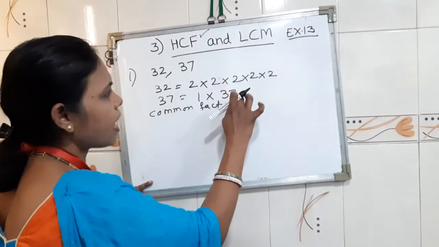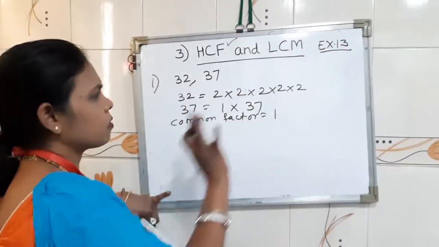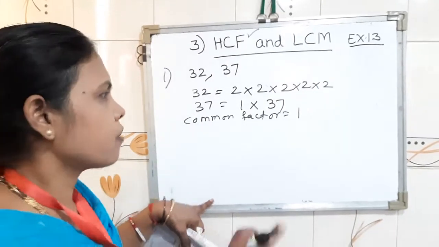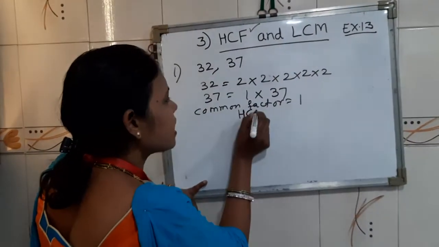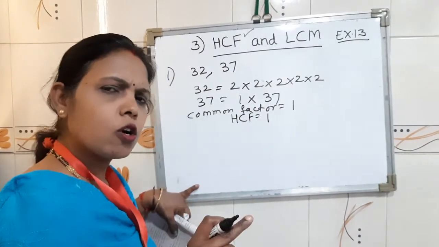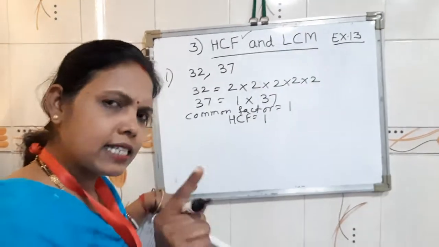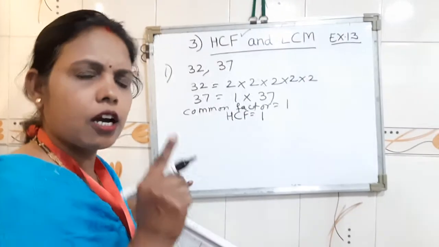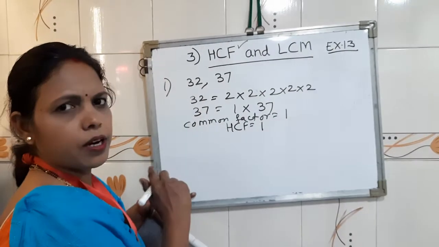As you can identify, here all the terms are 2. Here no number is there, means 1 into that number itself. Therefore your common factor is 1. So therefore your HCF equal to 1. Now we are going to find out LCM. Now for LCM, what we will do, no common number is there. Therefore, your LCM will be the multiplication of both these numbers.